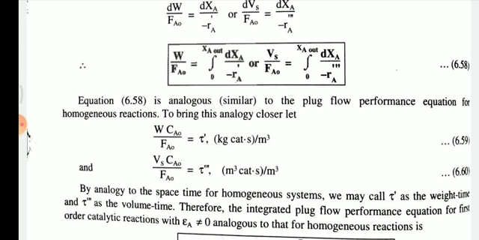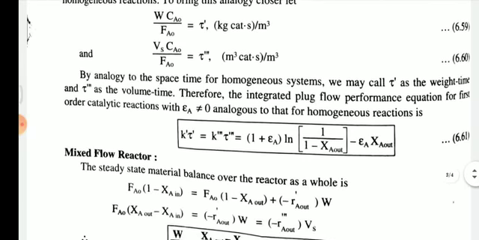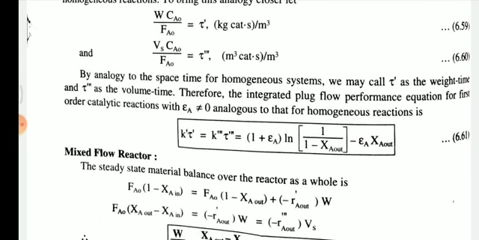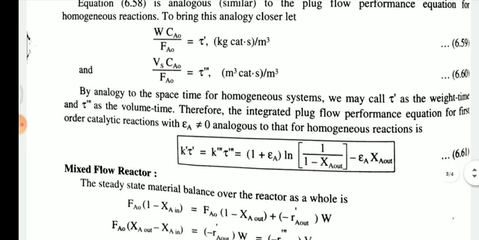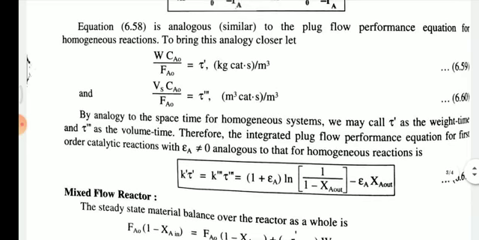So to bring this analogy closer, W Ca0 by Fa0 will be tau dash, and Vs Ca0 by Fa0 will be tau double dash. So by analogy to the space time for the homogeneous system, we may call tau dash the wait time and tau double dash the volume time.